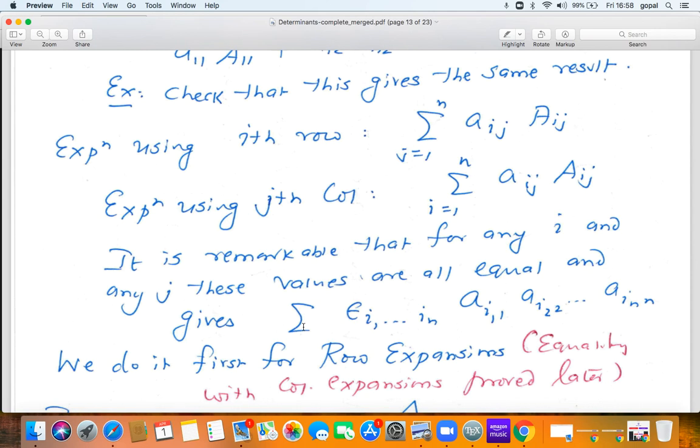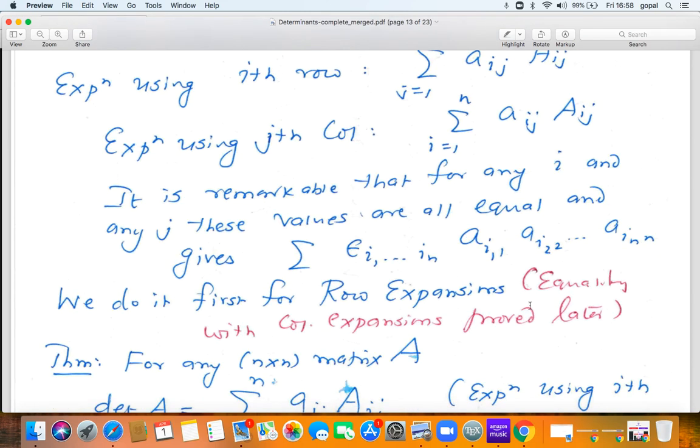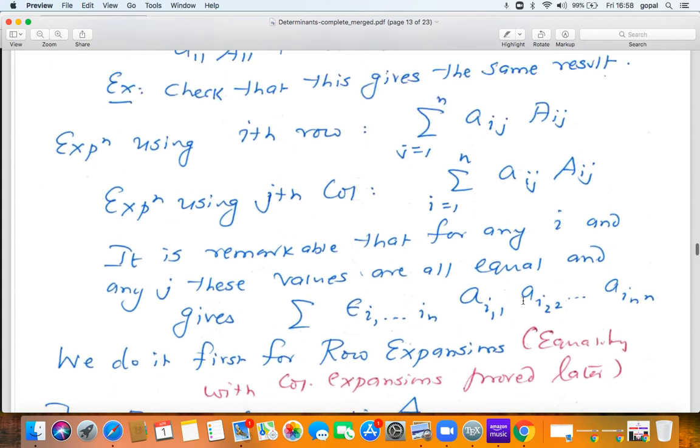So first we shall prove that the row expansions, the expansion with respect to any row, will give the value of the determinant like this. Later on, it will follow trivially that expansion with respect to any column will also give you the same result, because this will follow at once when I prove that determinant of A equals determinant of A transpose.